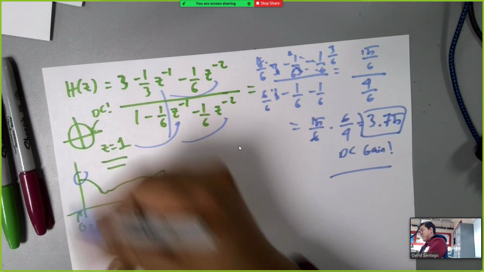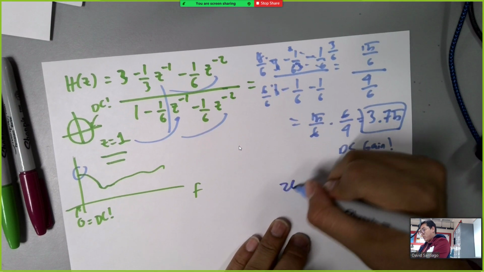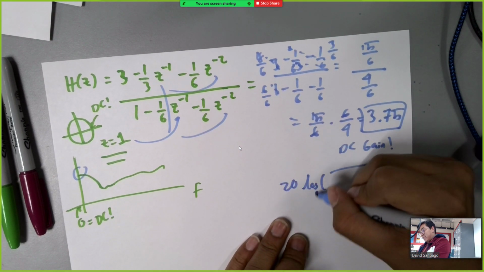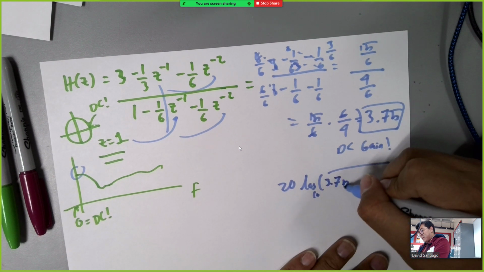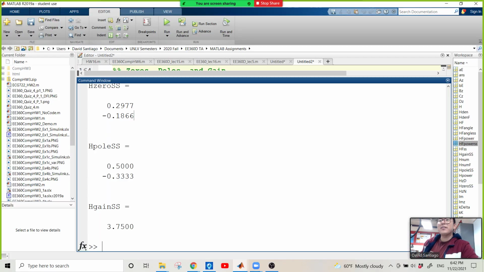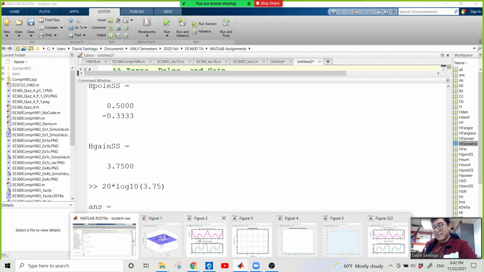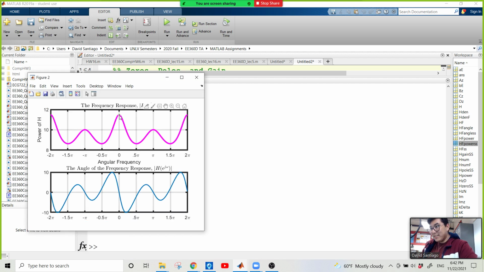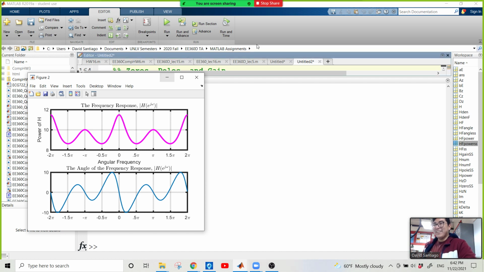So if we were to look at DC, and actually let's look at it, 20 log 10 of 3.75, what is that equal to? Let me show you. There we go. 20 times log 10 of 3.75 is 11.48. Is that what we're getting? 11.47. Close enough, right? Cool, right?